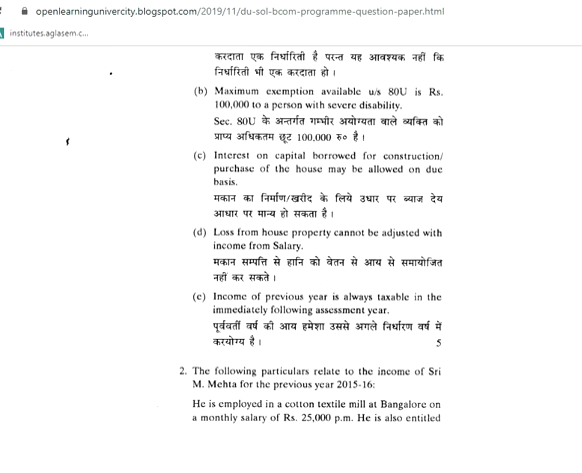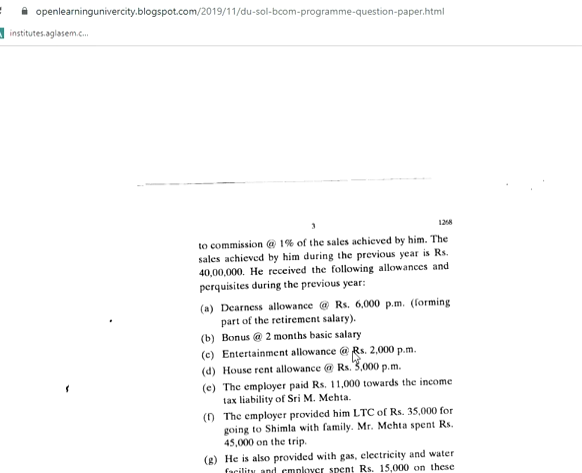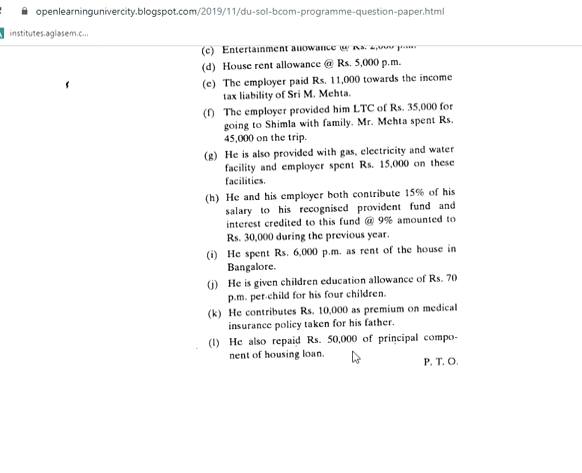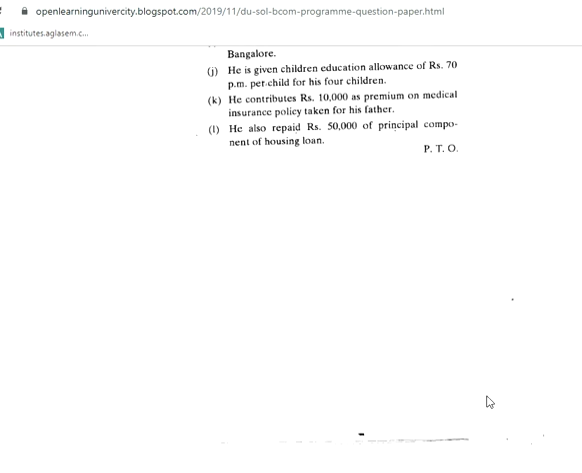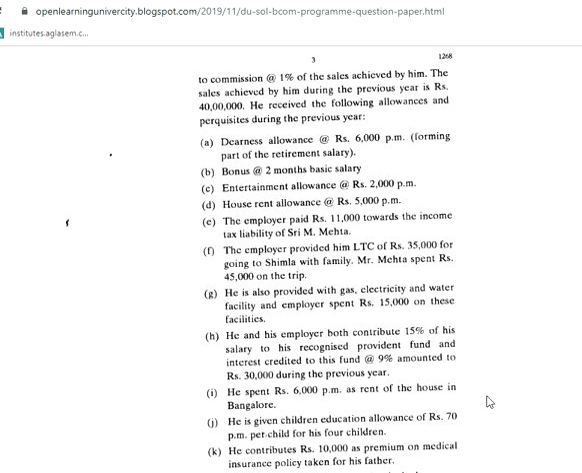Question number 2. The following particulars relate to the income of Mr. Mehta for the previous year 2015-16, and he is employed in a cotton textile mill in Bangalore on a monthly salary of 50,000 per annum, and he is also entitled. This is a numerical type question, so you have to solve it properly to score good marks. You can read the details given in parts A, B, C, D, E, F, G. Then you have to solve it properly.